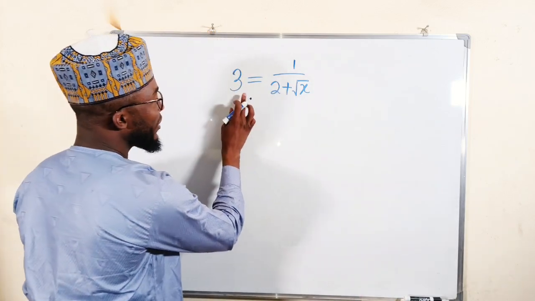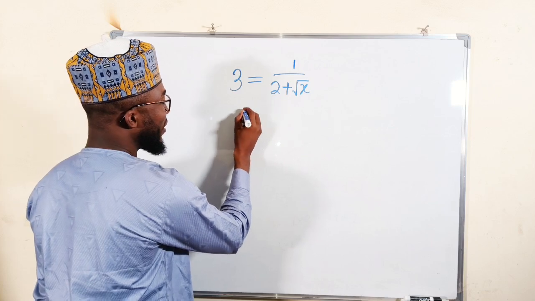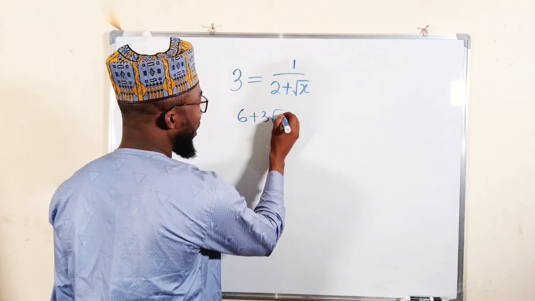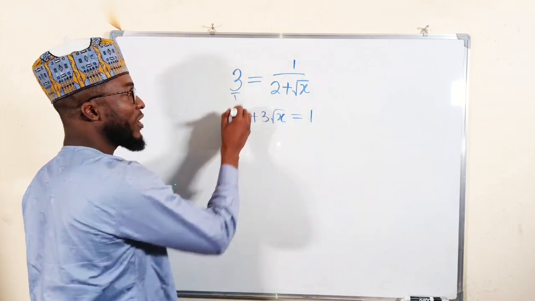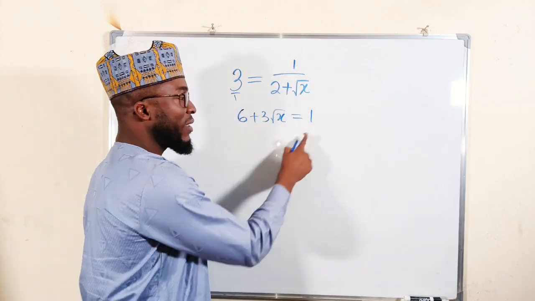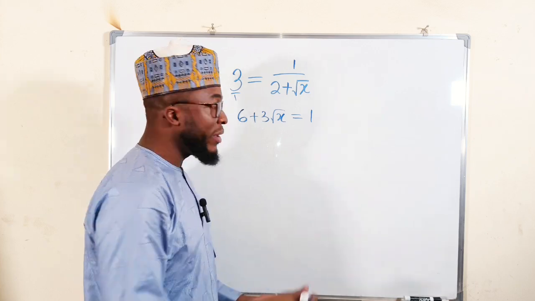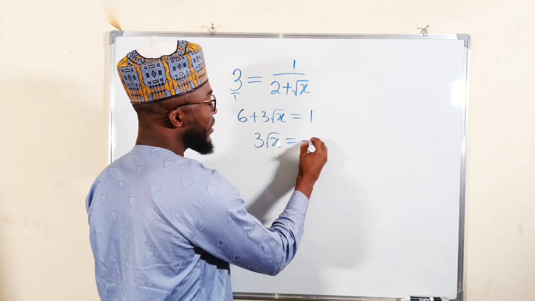By cross multiplication, you multiply 3 by the whole of this denominator. 3 times 2 is 6. 3 times root x is 3 root x. And this is equal to 1, right? Because you can rationalize this one: 1 times 1 is still 1. If you take 6 to the other side, it becomes negative. We have 1 minus 6, which is negative 5. So therefore, 3 root x is equal to negative 5.